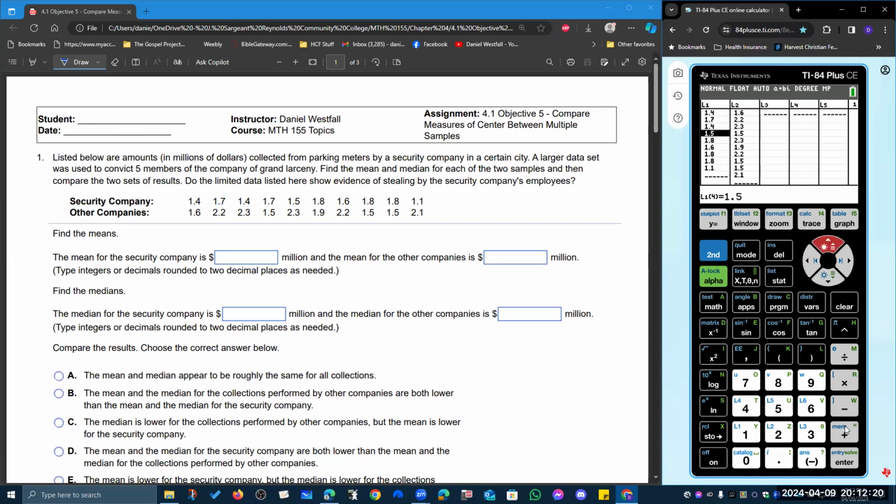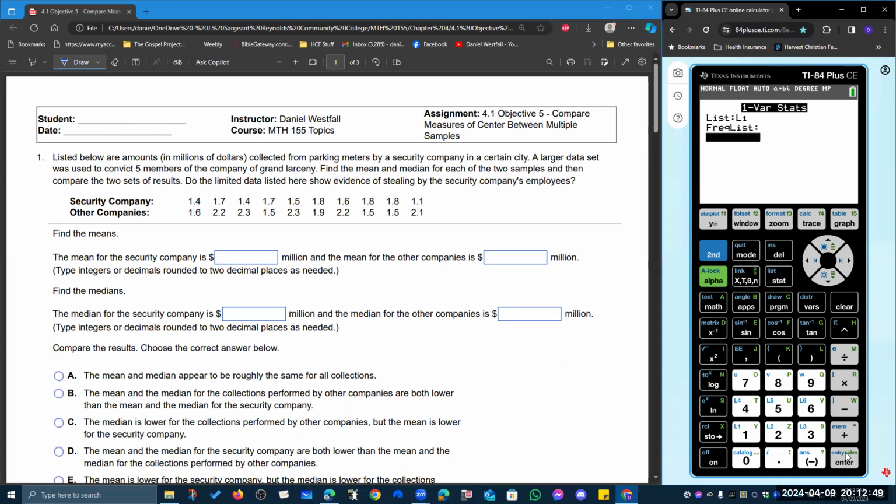All right. 1.7, 1.4, 1. There we go. I missed a 1.7 right there. That's the advantage to entering them both at the same time like that. You can see if you have the same number of items in both lists. There we go. Okay, so I want to get one variable statistics on both lists. So stat calc one variable statistics.